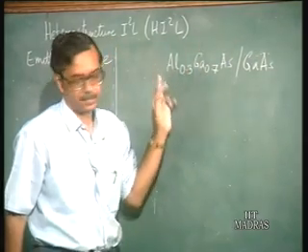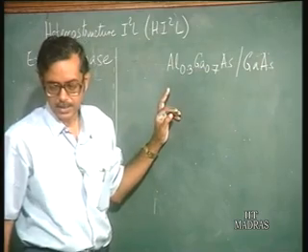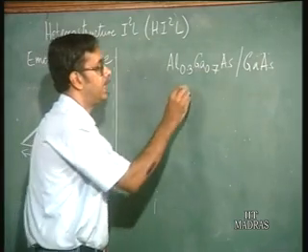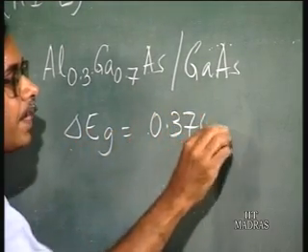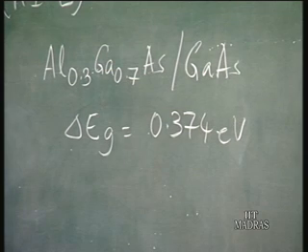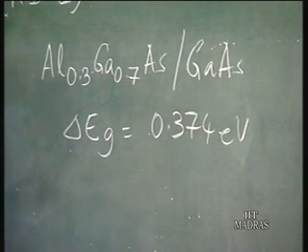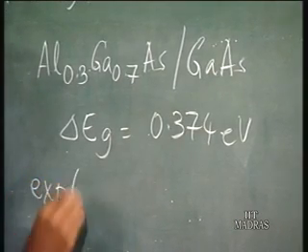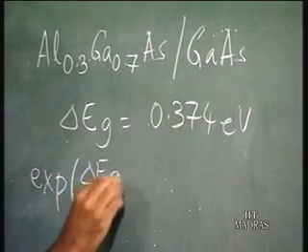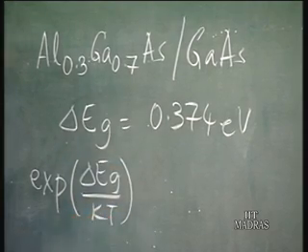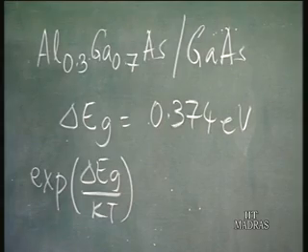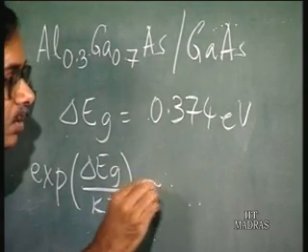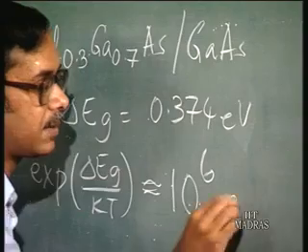And for this material AlGaAs, the band gap difference delta Eg is 0.374 electron volts. Now, if you take exponential delta Eg by kT, for delta Eg as 0.374, at room temperature the value is almost 10 to the power 6.